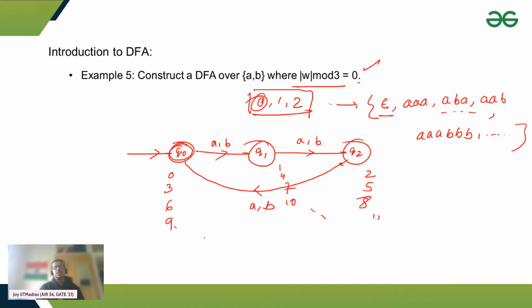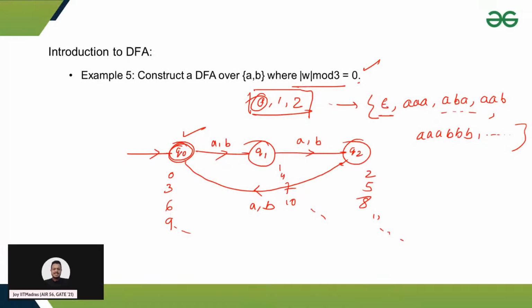If you notice the pattern, you can understand that Q0 will have all the strings where the length of the string is divisible by 3. It is 0, 3, 6, 9, and so on. So hence Q0 is our final state for this case. Right. So is it absolutely clear? You can just comment if there is any question.